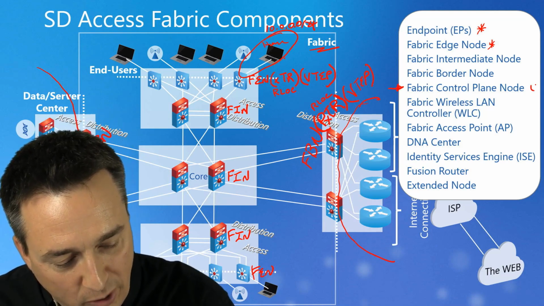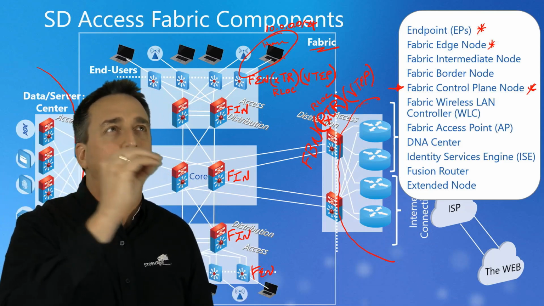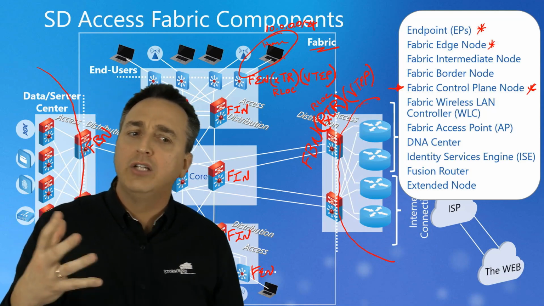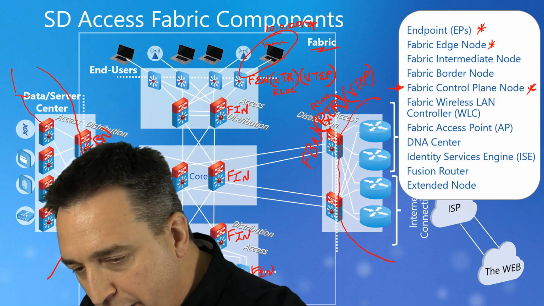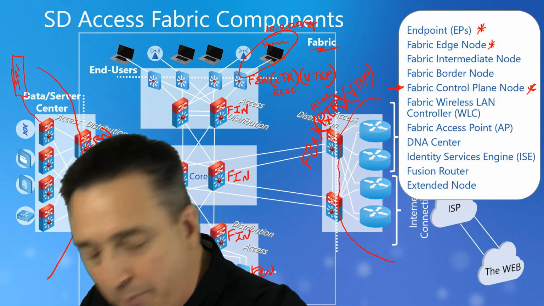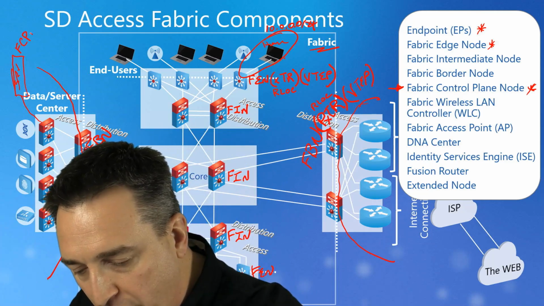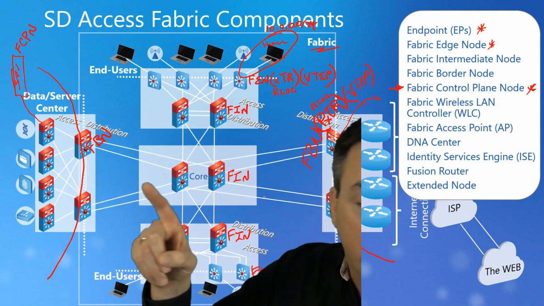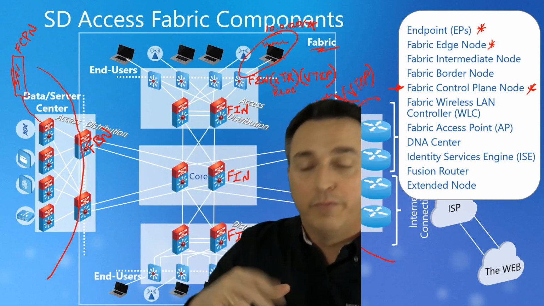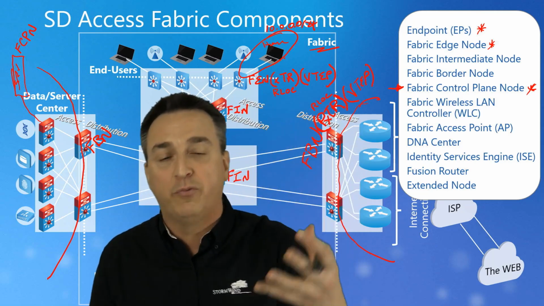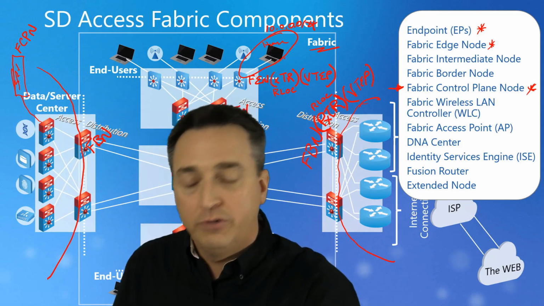Fabric control plane node. Control plane node. Sounds to me like a server of some type. So it could be, for example, a server we have set up in our data center. That would be our fabric control plane node. Or it could even be something in here. So it doesn't even have to be a fabric edge node or a fabric border node. It doesn't even have to be running LISP per se, like our fabric edge nodes and fabric border nodes do.